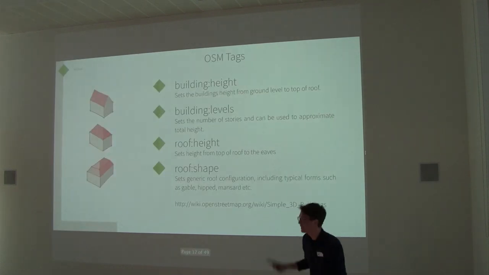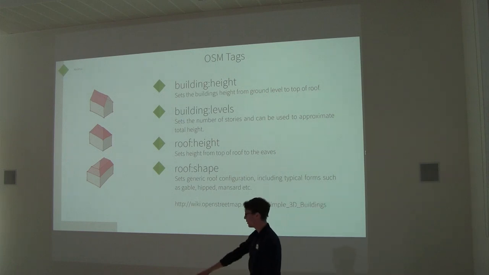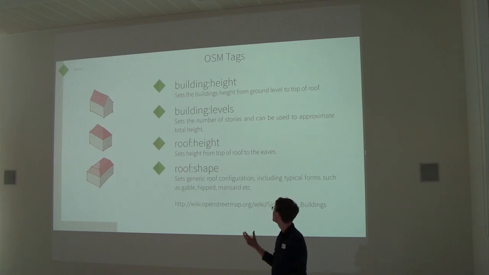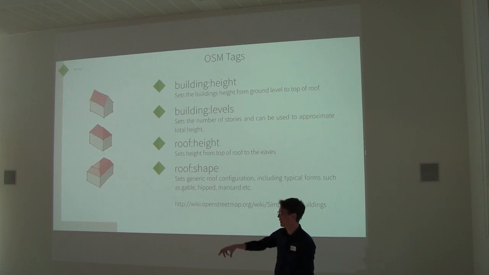So OSM tags are very basic information you can add to building polygons to give them a bit of three-dimensional data. So you've got building height, quite simply the height from the ground floor up to the top of the roof. You can set that in meters. Very simple, it just takes the shape and extrudes it up. Then there are building levels: if you don't know the exact height or you're unwilling to make an educated guess, you can just say how many levels it is, and different ways of rendering that will then, for example, assume 3 meters per story height. When you take it through to a rendering stage, it'll just say a 4-story building would be 12 meters tall.